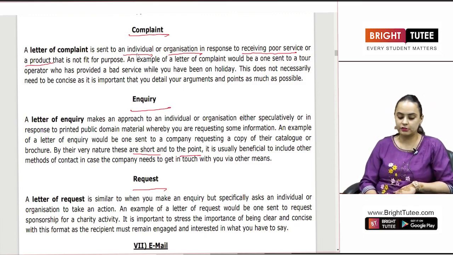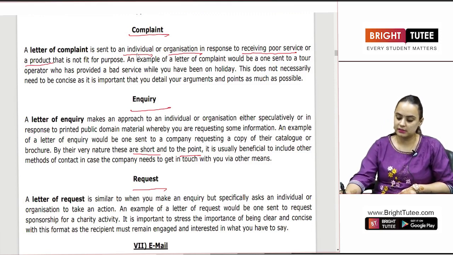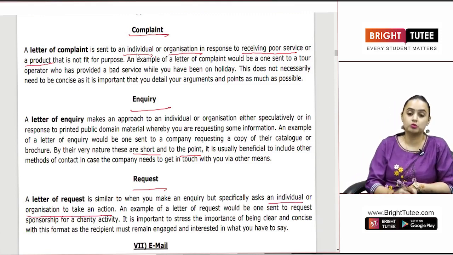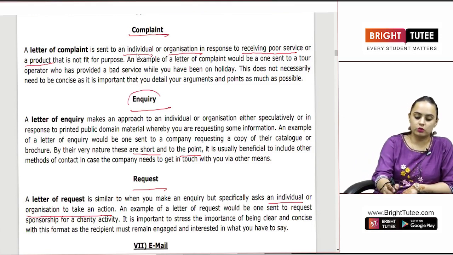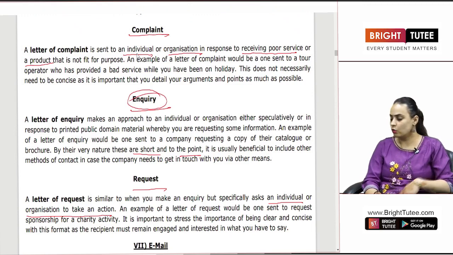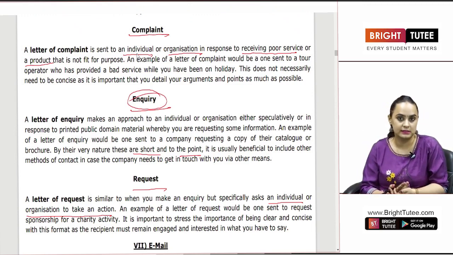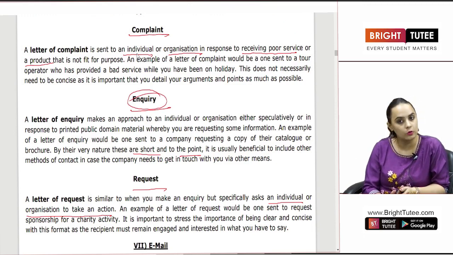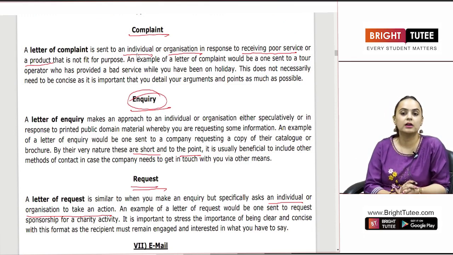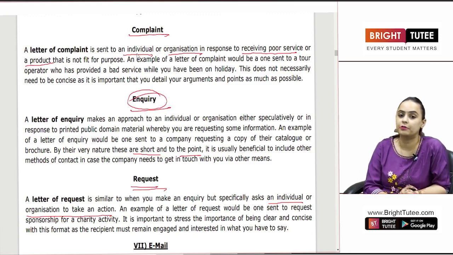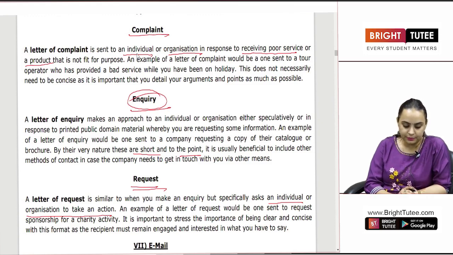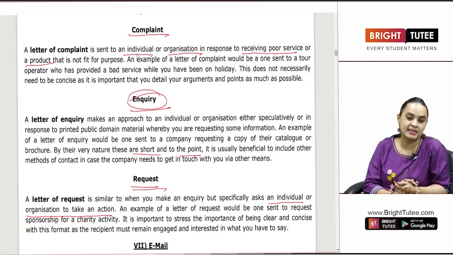And then we have the letter of request. A letter of request is similar to when you make an enquiry, but it asks an individual or organization to take an action. When we were talking about the letter of inquiry, you just asked about the services that were being offered by the concerned person or the department. But when you are making a request to someone, you request the other person to take some action as well. One of the examples would be a letter sent to request sponsorship for a charity activity.